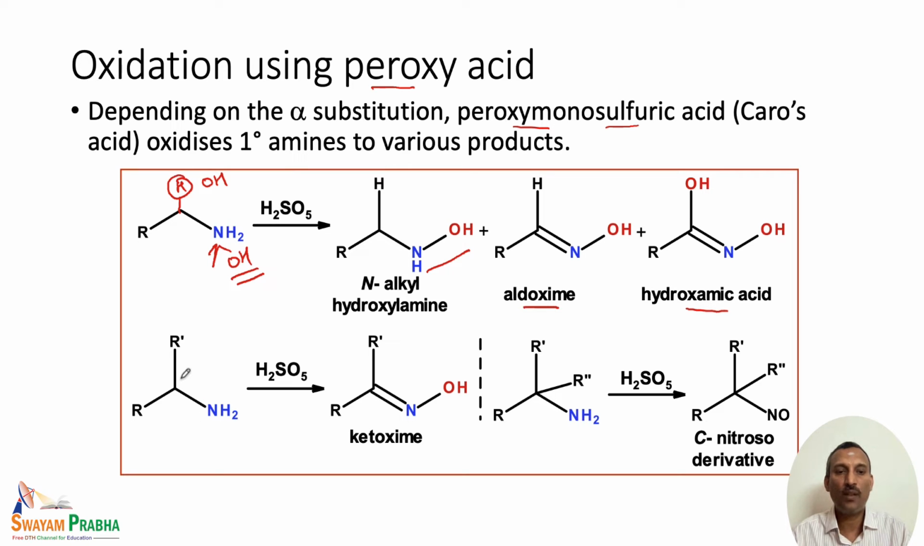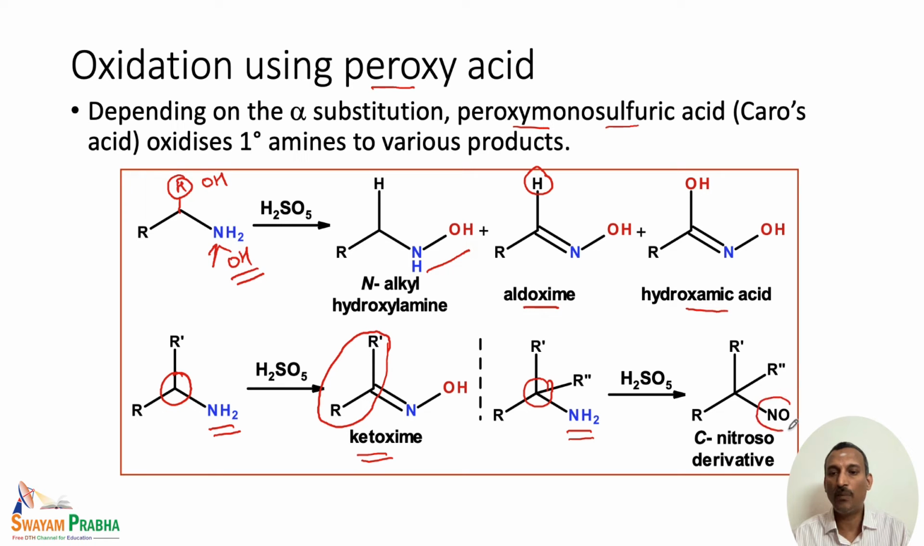And if we have substitutions on this particular carbon atom, this is again a primary amine. If you look at both the cases, we are using the same primary amine, but there is a substitution on the alpha carbon atom. If the alpha carbon is disubstituted, we actually get a ketoxime. In this particular case, two alkyl groups are present, so that leads to the formation of a ketoxime. If there is a hydrogen, that is called an aldoxime. And when the alpha carbon is tri-substituted, starting with the primary amine, we end up with a C-nitroso derivative.